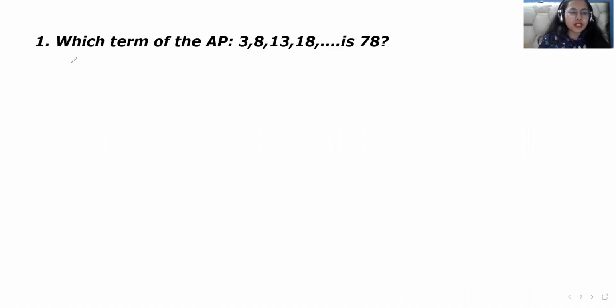Our first question is, which term of the AP 3, 8, 13, 18 is 78? So we have to find the position where 78 is placed in this AP. What is given in this question? The first term, that is a, is 3, and the difference a2 minus a1, 8 minus 3, is 5. And the nth term, or we can say an, is 78.